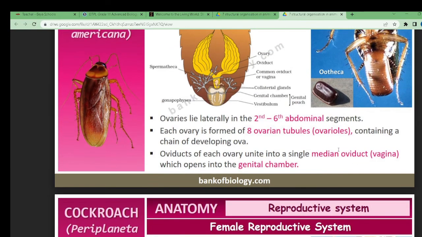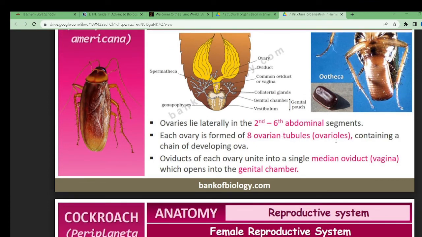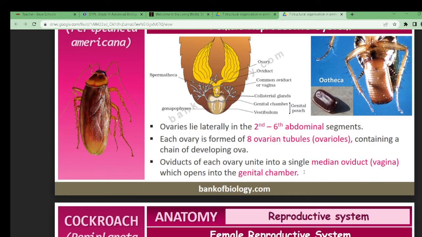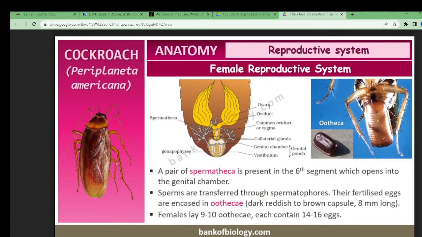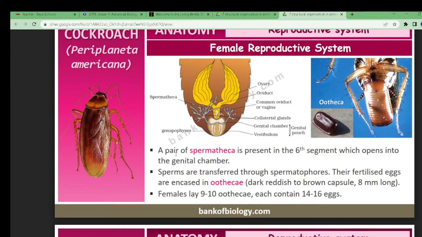Here you can see that 8 ovarian tubules are present, which are known as ovarioles. These ovarioles then release the female gamete, developing ova. The oviducts of each ovary unite into a single median oviduct. Okay, so you can see here the structure, the ootheca. The female reproductive system also has a pair of spermathecae present in the 6th segment. You can see the spermatheca here.